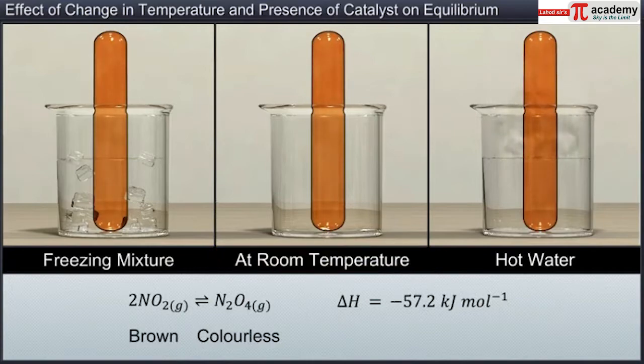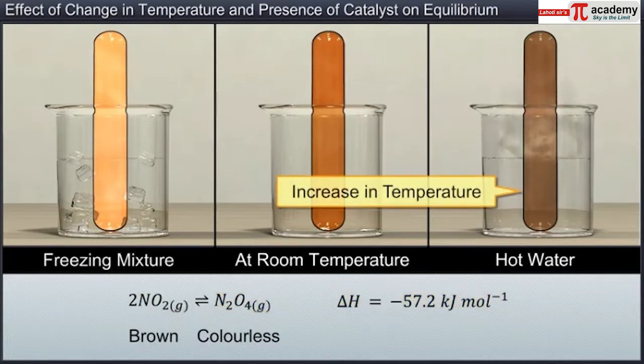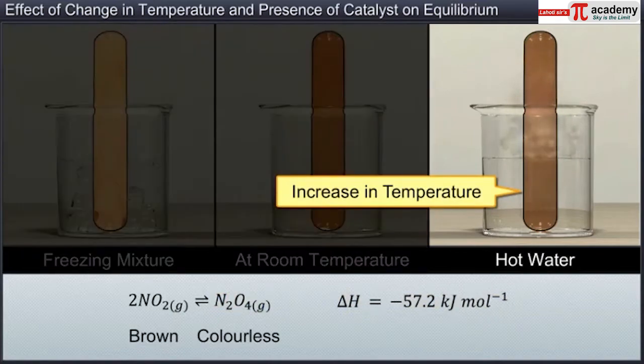You can see that the tube placed in a freezing mixture has turned pale, while the one placed in hot water has turned dark brown. How do you explain this? The forward reaction of NO2 dimerizing into N2O4 is an exothermic reaction. You have seen that increasing the temperature for an exothermic reaction favors the backward reaction.